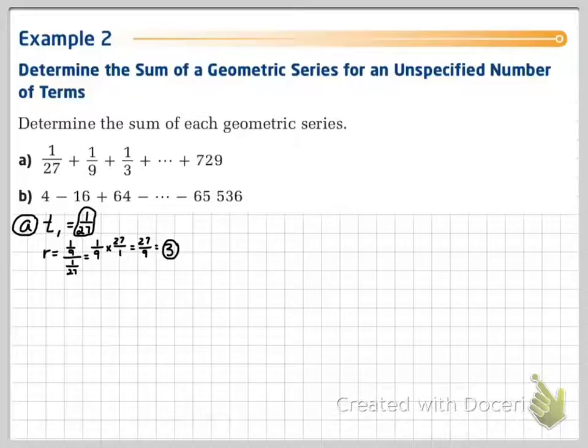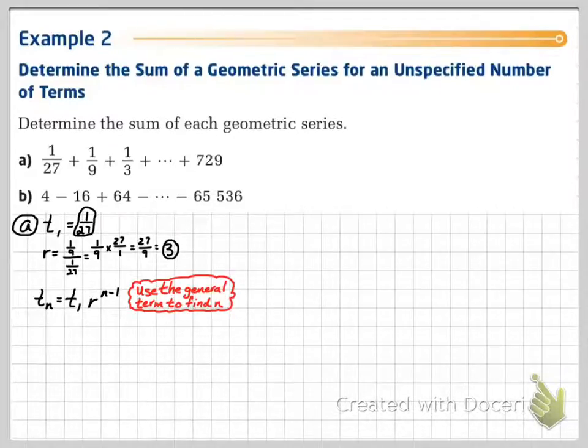And now we're going to use the general term to figure out how many terms there are. What is n? So we're going to say Tn is equal to T1 times r to the power of n minus 1, and we're going to use the general term to find n. We know Tn is the last term, which is 729. That's going to equal the first term, 1 over 27, times the common ratio, which is 3 to the power of n minus 1.